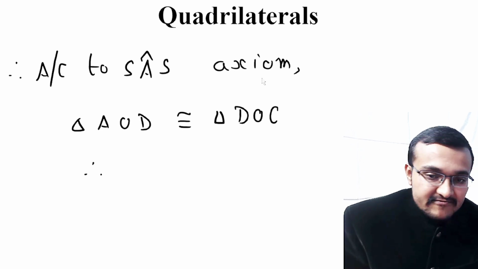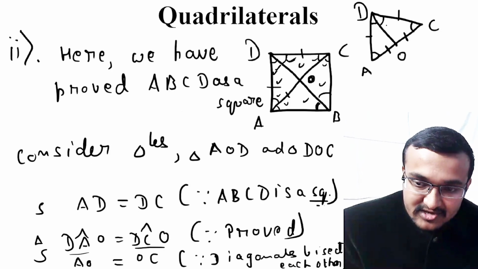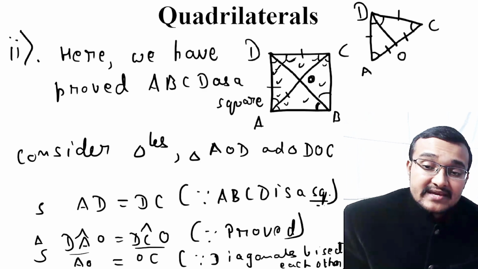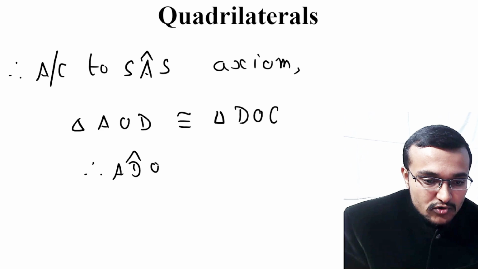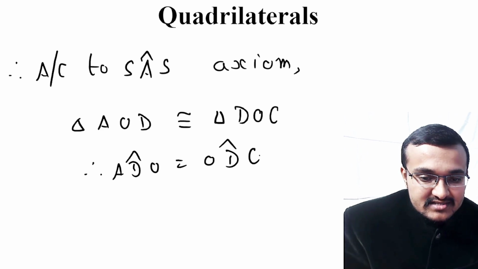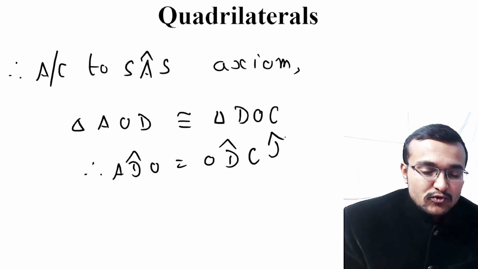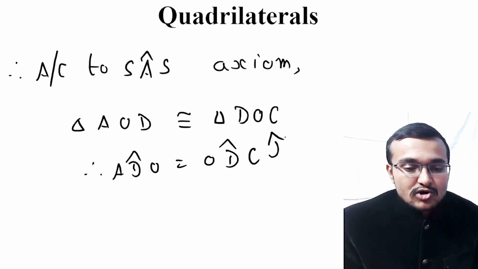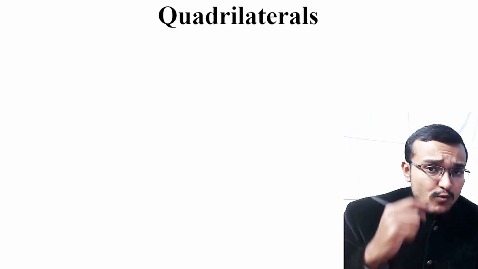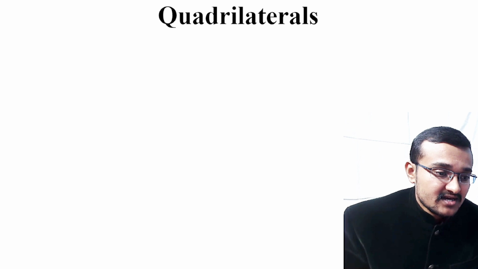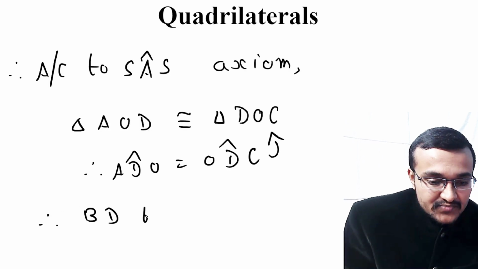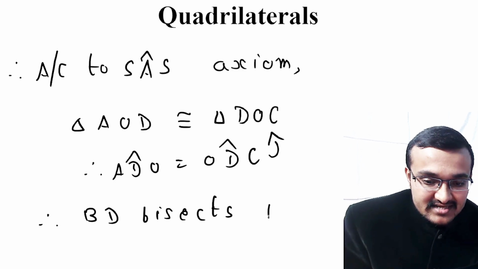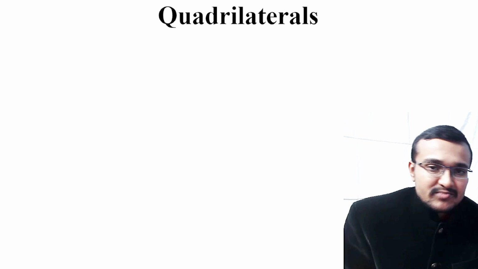Therefore, if these two triangles are congruent, then this angle will be equal to this angle. That is, ADO will be equal to ODC, because triangles AOD and DOC are congruent with each other. Now one part of the question we have proved. So here you can write, therefore BD bisects angle D. So therefore, the BD diagonal bisects angle D. So one part we have proved.